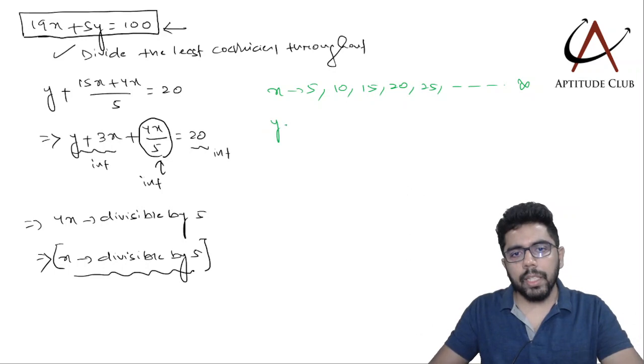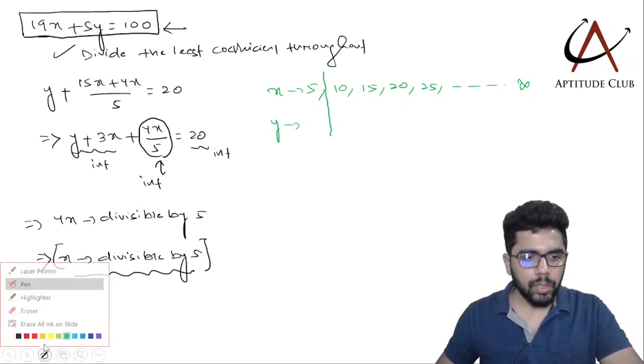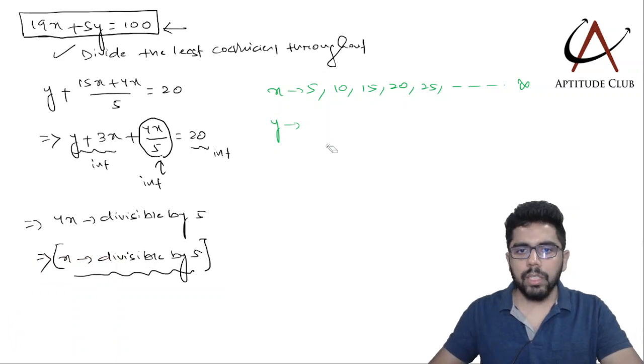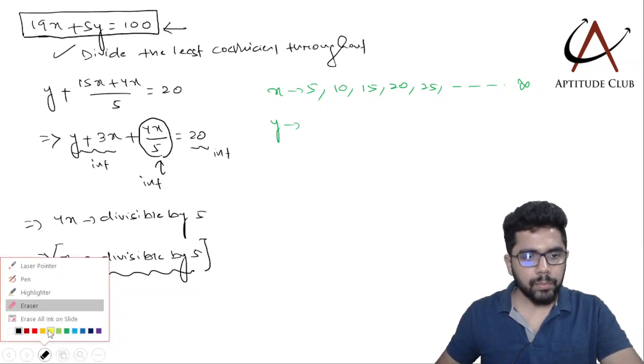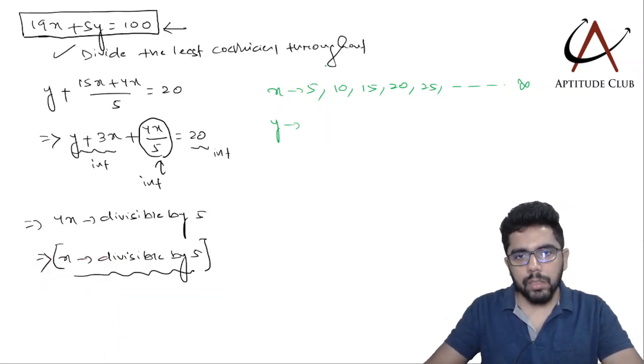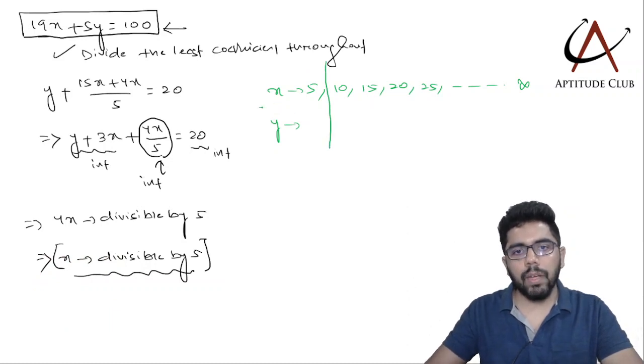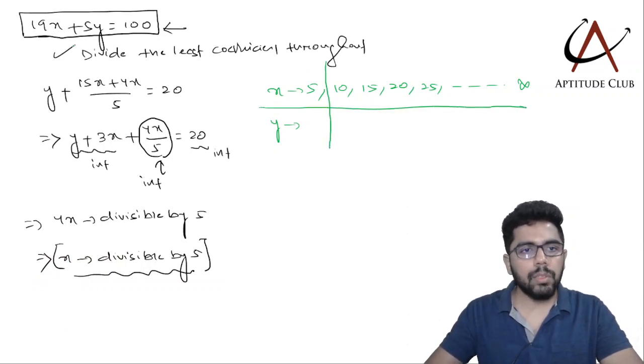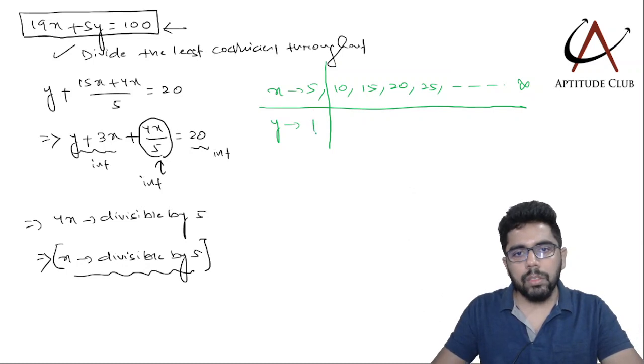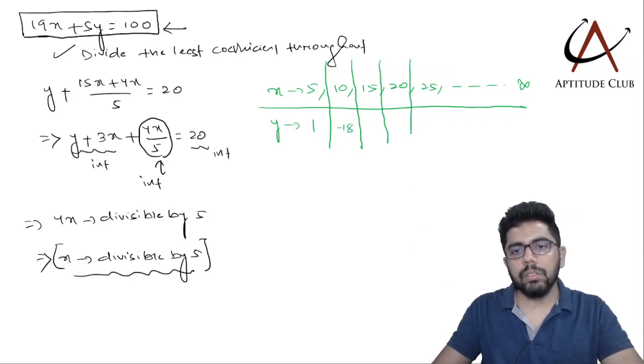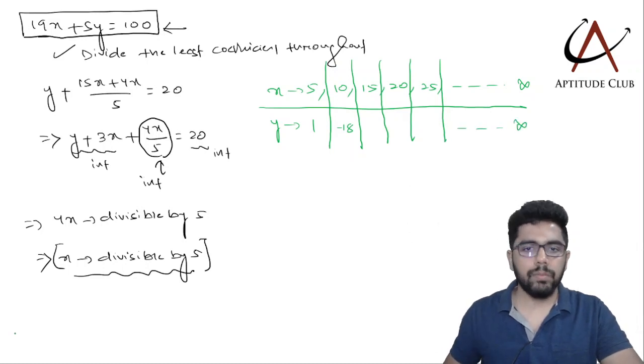Now once I've got x, for each possible value of x, I can get a corresponding value of y. And the values will be like this. If you put x is equal to 5 in the equation, y will be 1. Then if you put x is equal to 10, y is minus 18. And for each possible value of x, you can keep doing that, and so on till infinity.